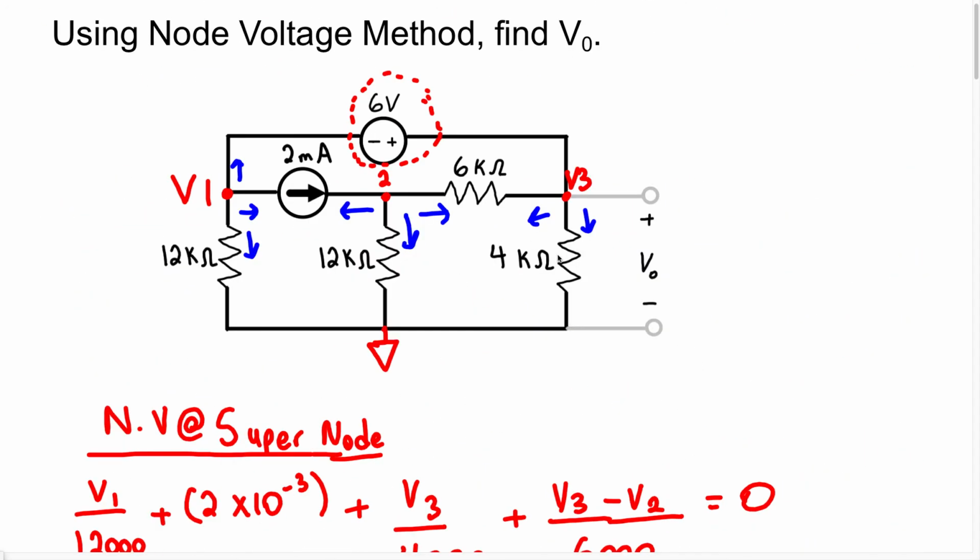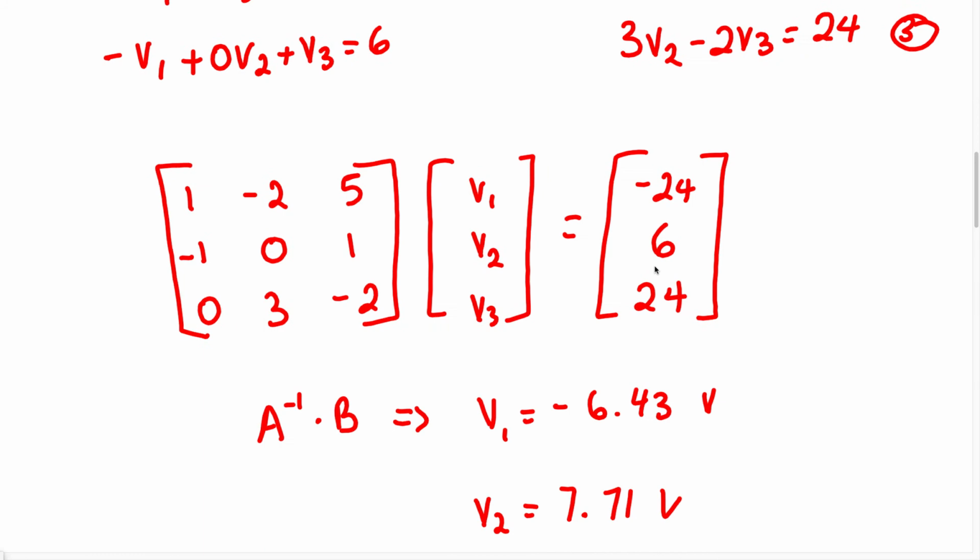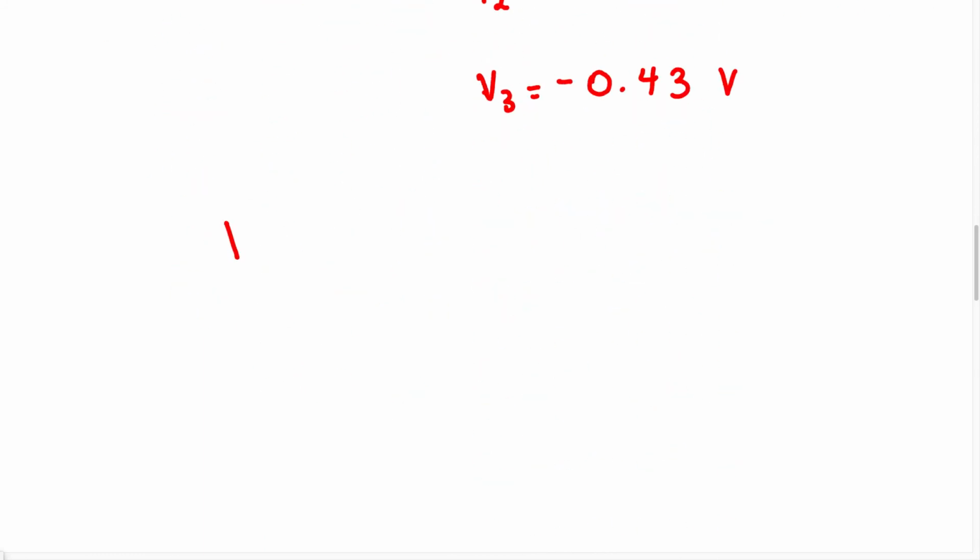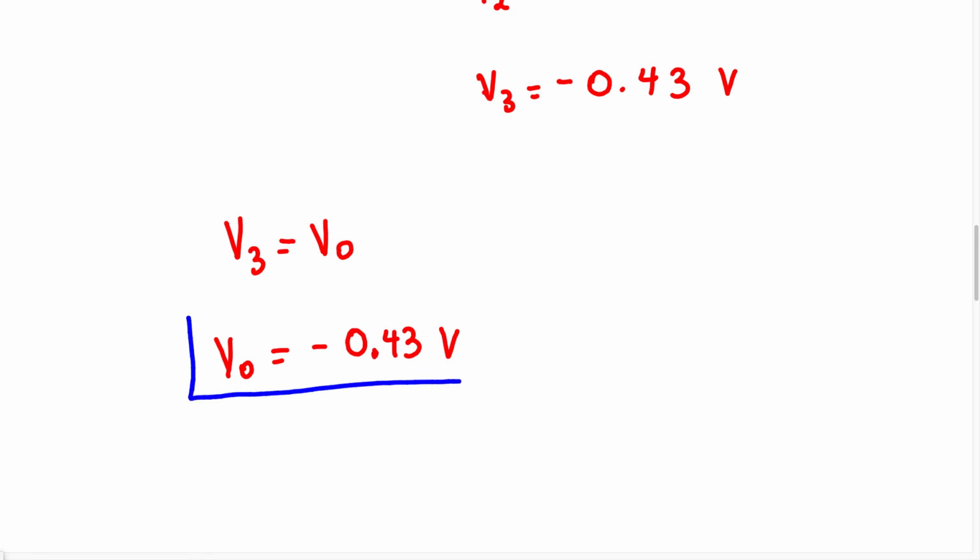Now the question wants us to find the voltage VO, which is going to be the same voltage at node 3. So because we know the value of the voltage at node 3, we actually know the value of the voltage VO. So we can say V3 equals VO. Therefore, VO equals negative 0.43 volts. So this is going to be our answer for this particular problem. The voltage VO equals negative 0.43 volts.